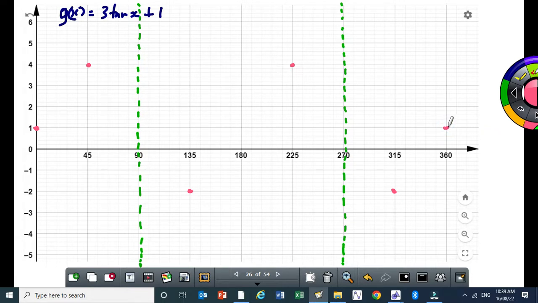Now the next thing for me is to determine the two x-intercepts. Now, the first half of the curve, it goes like this.